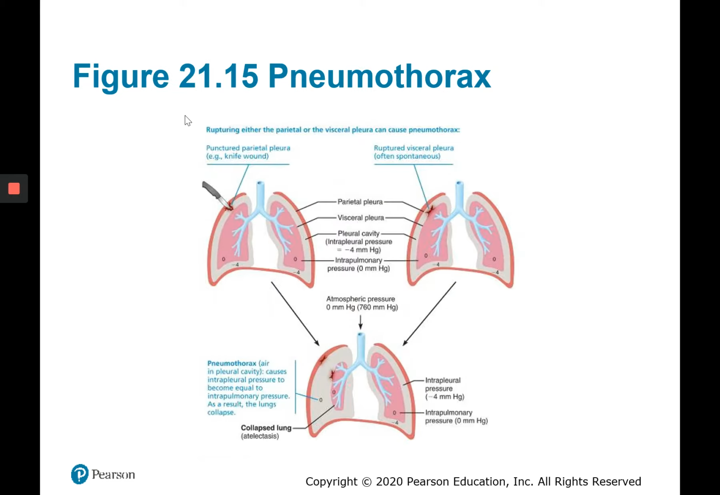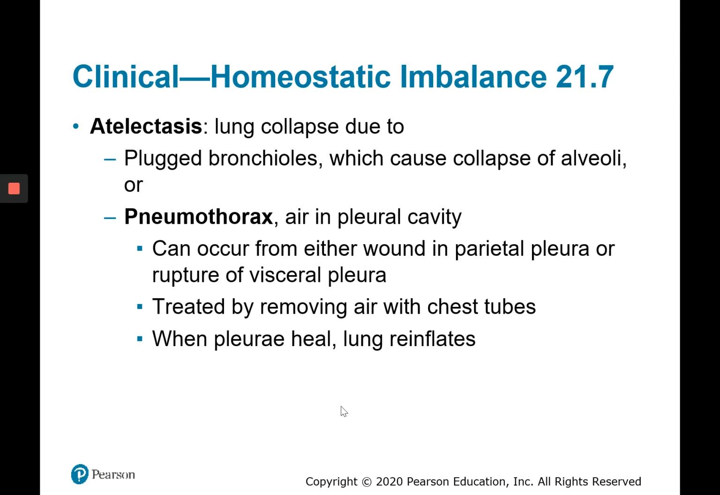A pneumothorax can occur if the parietal or visceral pleura are ruptured. Here they've given you 2 examples for rupture, a spontaneous visceral pleura rupture or a parietal pleura rupture from a knife wound. Both would cause air to get into that intrapleural space, and that would cause a positive pressure that would lead to lung collapse. Lung collapse here is called a pneumothorax.